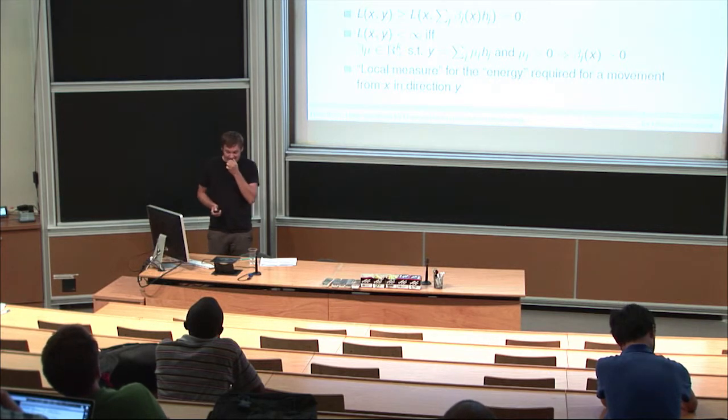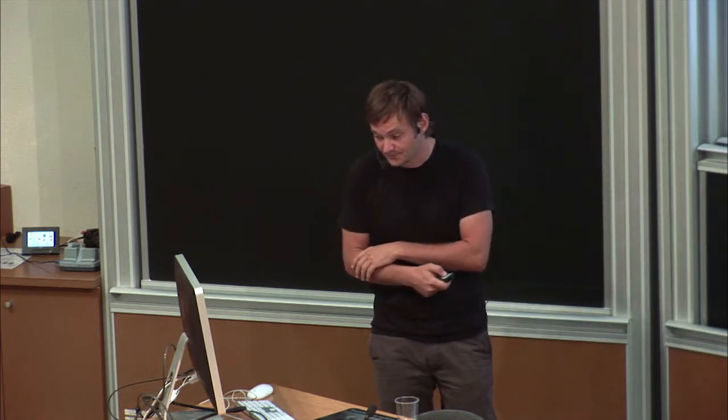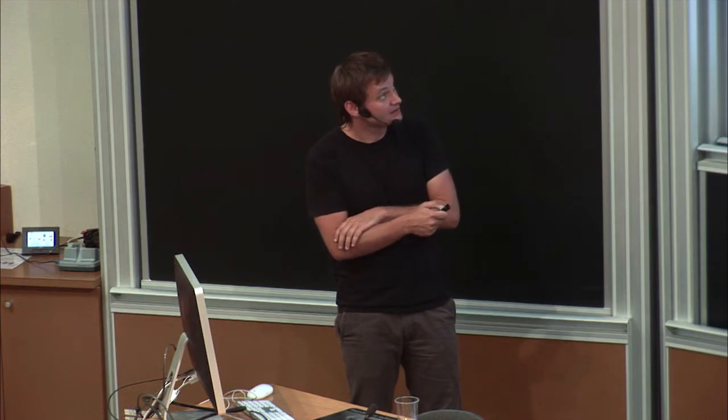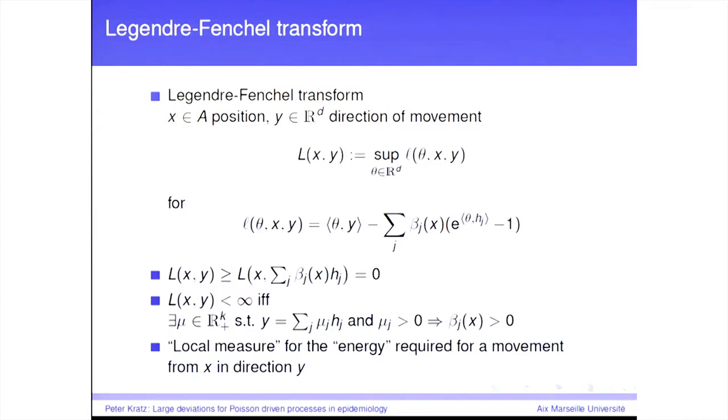Okay, to do this, we have to define the Legendre-Fenchel transform. So if we are at x and move in direction y, it's given by this equation. I don't want to go into too much detail, but here we have the rates, here we have the jump directions, the direction of movement. So this is in some sense a local measure for the energy needed for a movement starting at x with direction y. Okay? And if we plug in theta equal to 0 here, this becomes 0. So this is always non-negative. And it's 0 if and only if the direction of the movement is in the direction of the ODE. Okay, that's important. So moving always has a cost unless you move in the direction of the ODE.